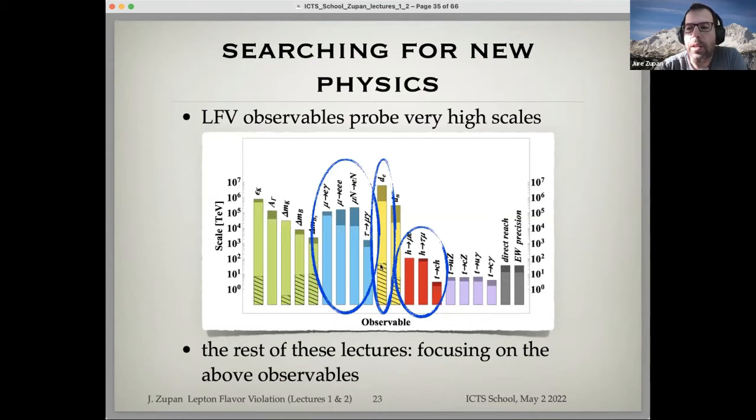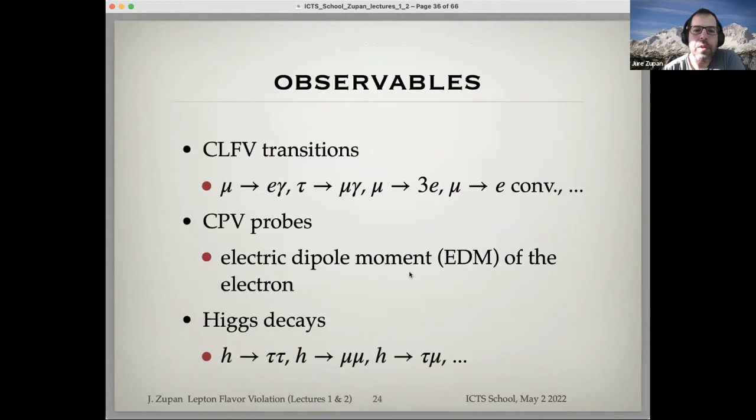And you see that in that case, the reach of this indirect probe is roughly comparable to these direct searches at the LHC. All right, so for today, or actually the rest of these lectures, we'll really go over these observables and try to understand what is going on. So the charged lepton flavor violating transitions are mu to e gamma, tau to mu gamma, mu to 3e, mu to e conversion.